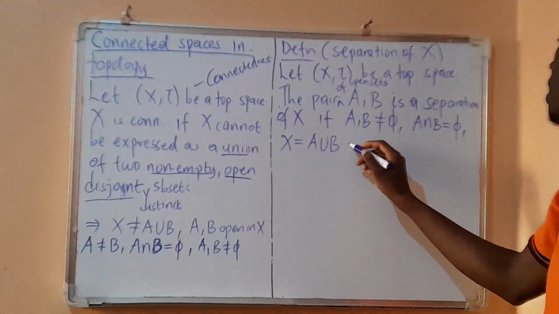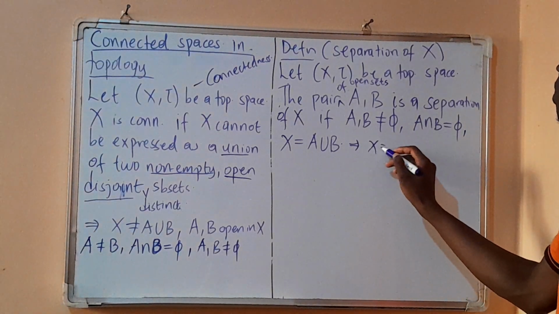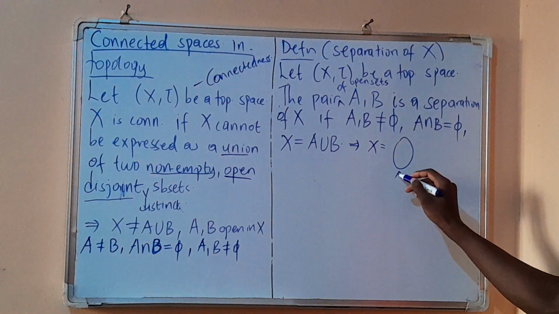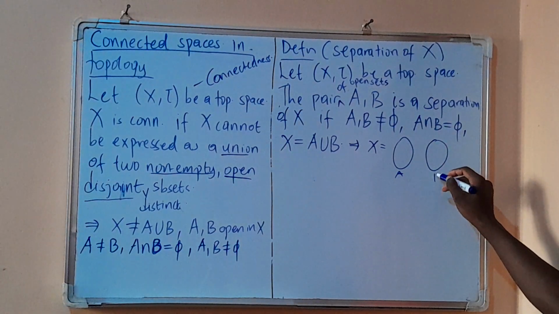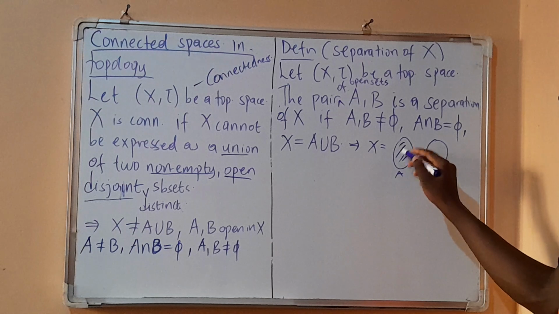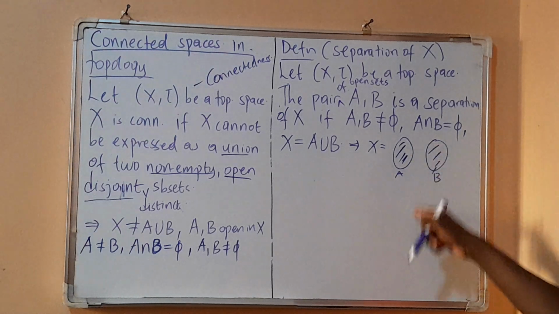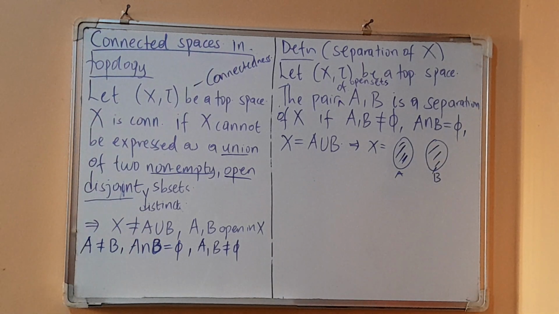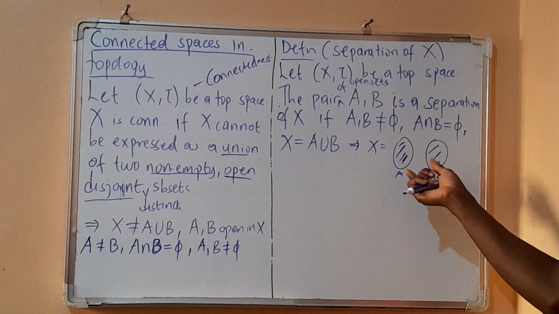It's like now we are saying that X is equal to A, this is my A, and this is my B. The union of these two sets, which are non-empty, they have things in here, also in here, and they are disjoint. They are not meeting. So this is a separation of X.